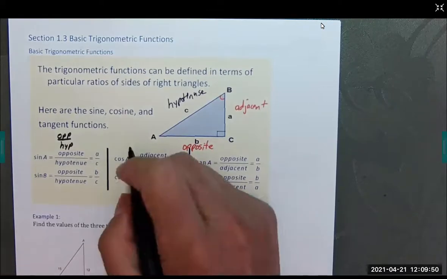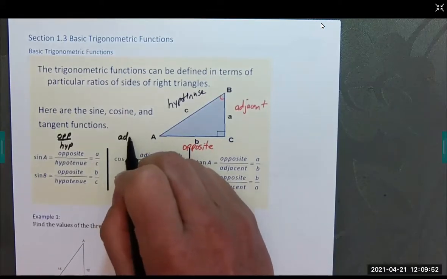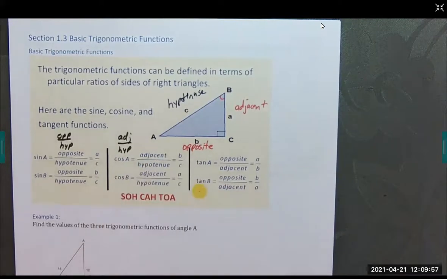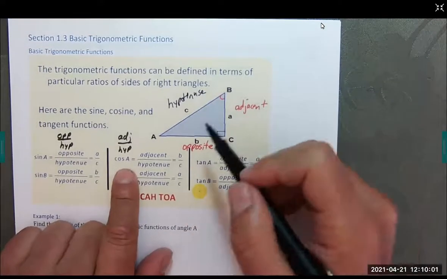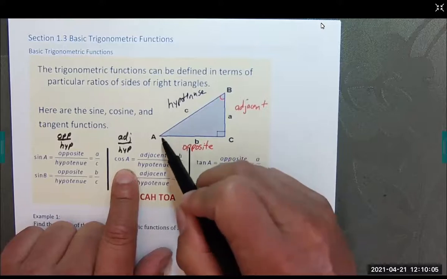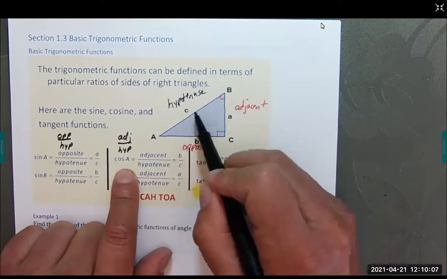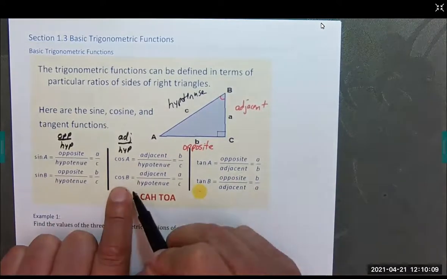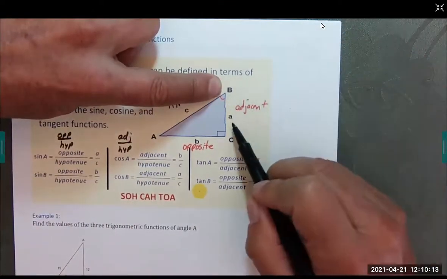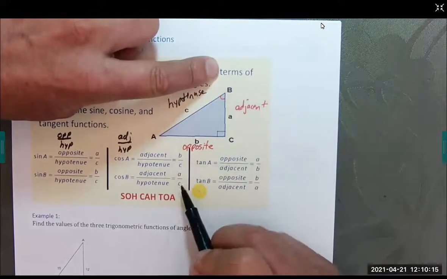Cosine is the adjacent over the hypotenuse. And again, you'll see it abbreviated this way often. And you can see cosine relative to angle A is the adjacent, that's side B, over the hypotenuse, side C, B over C. Relative to angle B, so if I'm up here, the adjacent is right on this side, the adjacent A over the hypotenuse C.